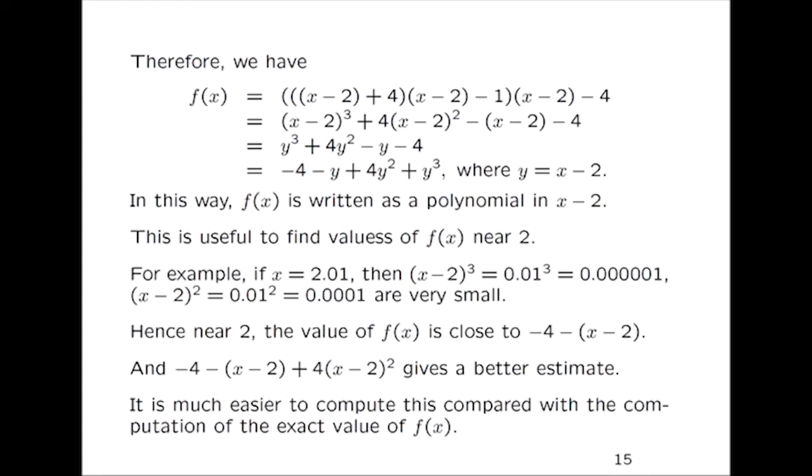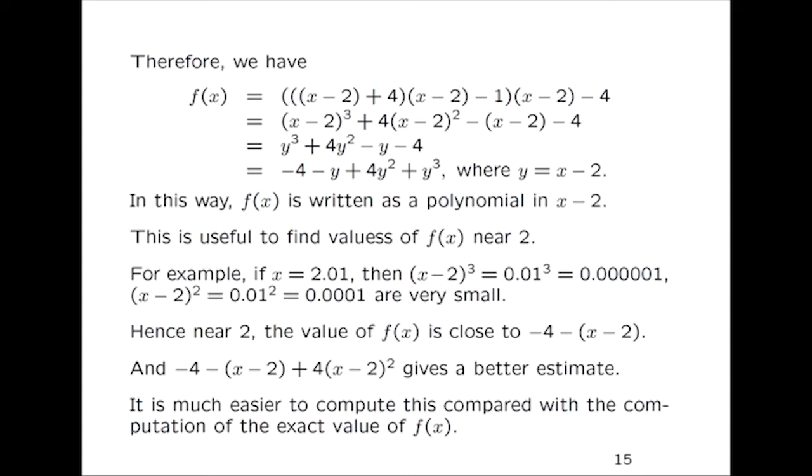Okay? Suppose x is equal to 2.01. Then x minus 2 cubed is equal to 0.01 cubed. So that is how many zeros? 1, 2, 3, 4, 5, 1, right? And if you just take a square, then you get at least that many zeros, okay? All right? So that means that's a very small number, right?